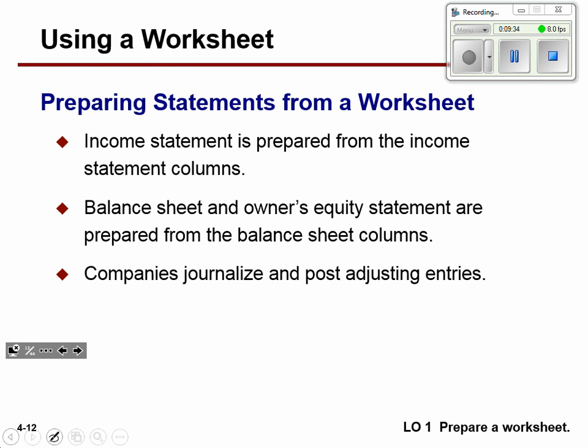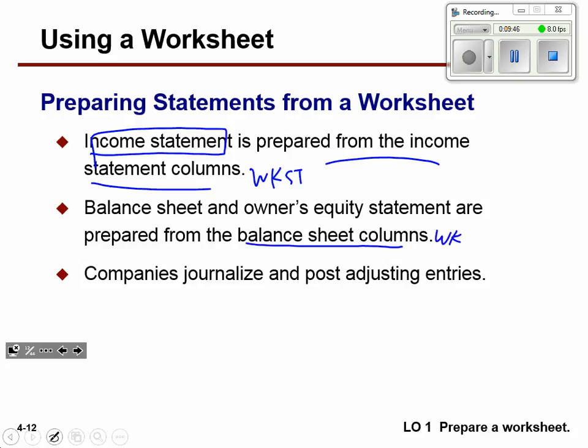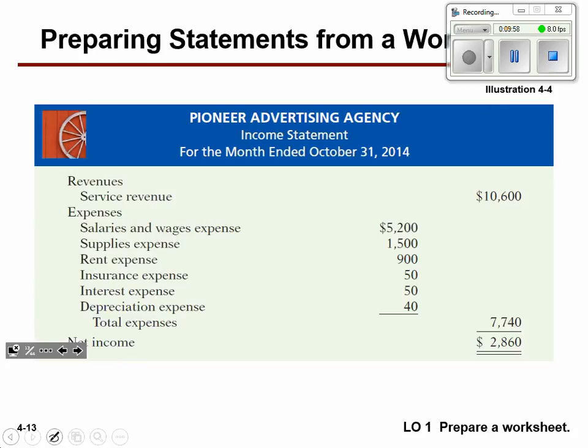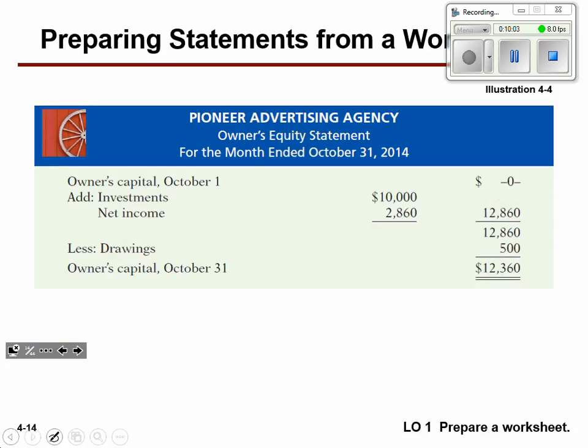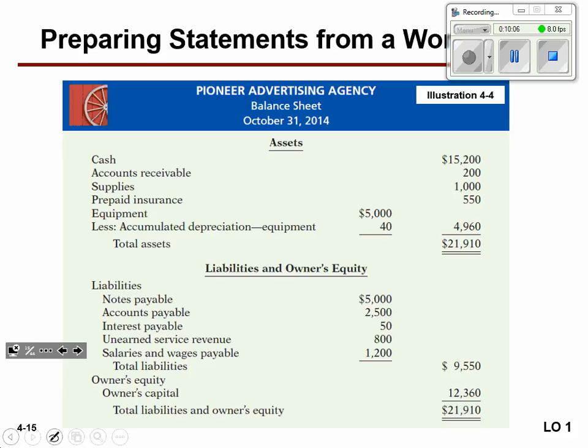Okay. The income statement columns of the worksheet get actually placed in the income statement. The balance sheet columns of the worksheet actually get placed in the balance sheet itself and the owner's equity statement. And then they journalize and post their adjusting and closing entries, which you'll learn about tomorrow. So you would just take that column from the worksheet and build your income statement. You'd build your owner's equity statement, and then you're going to build your balance sheet. It's just you're using a giant, like, one-stop shop tool or worksheet to run your numbers instead.